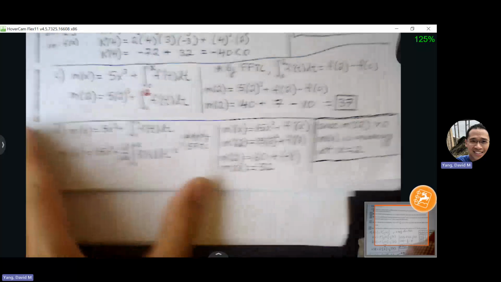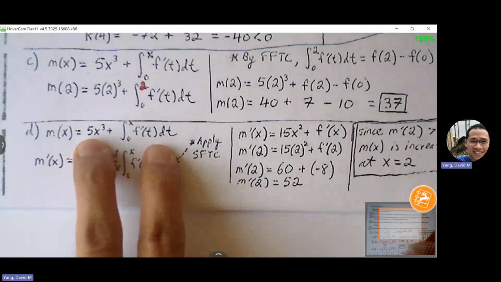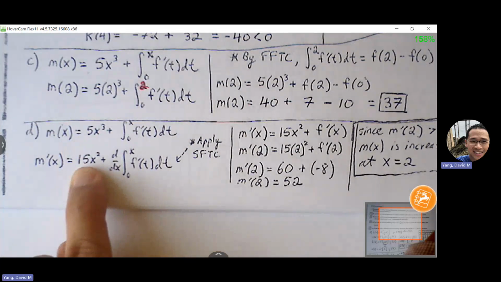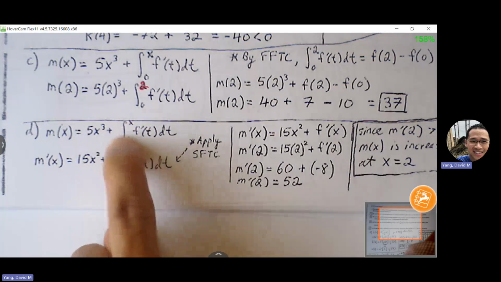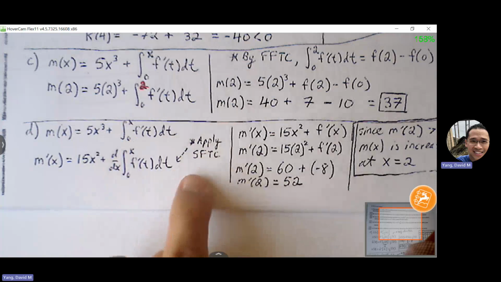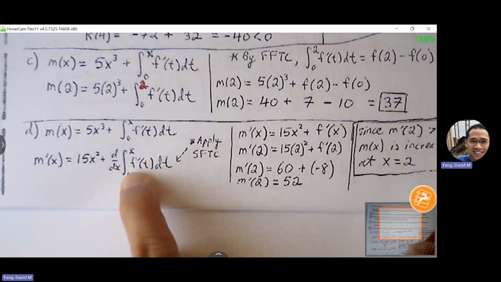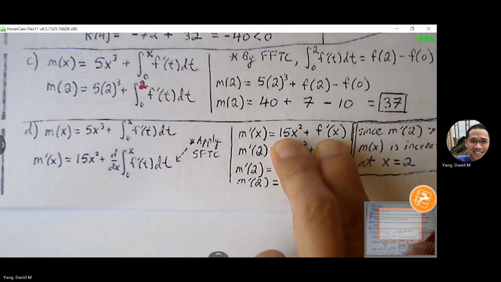So I want to find m prime of x. So here's my m of x equation. M prime, the first term is just power rule, so that's not bad. The second term, though, I gotta do a derivative on this function, which means that I need to apply the second fundamental theorem here. So derivative of an integral, we know that these two operations will cancel each other out. I'm just left with f prime of x. So here's my derivative of m of x.